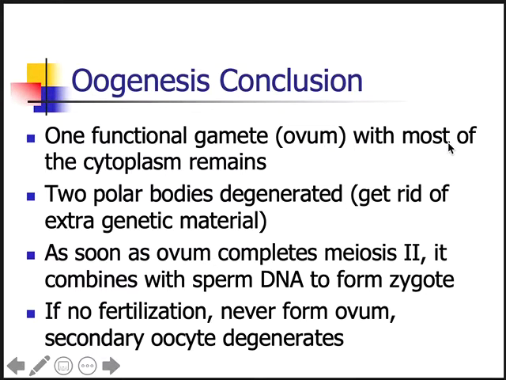It is large. It contains most of the cytoplasm from the original cell. Okay, the two polar bodies have degenerated. Their purpose was just to get rid of the extra genetic material. As soon as the ovum completes meiosis 2, it combines with the sperm's DNA and forms a zygote. If there was no fertilization, then you never actually had an ovum, you just had a secondary oocyte, and it will degenerate. And then you'll have menstruation in a week or two.